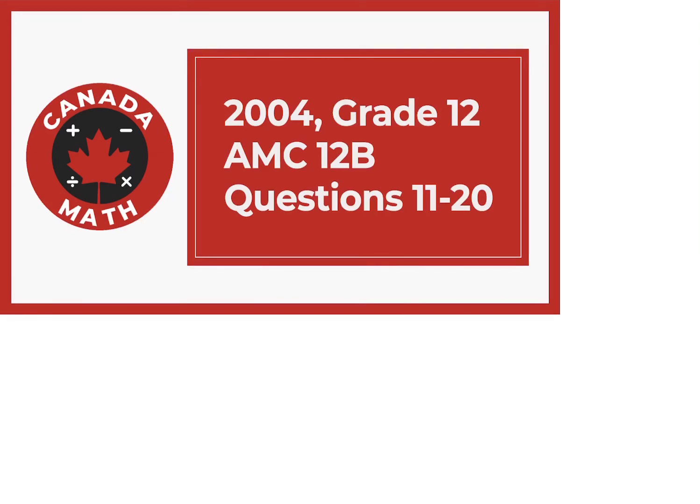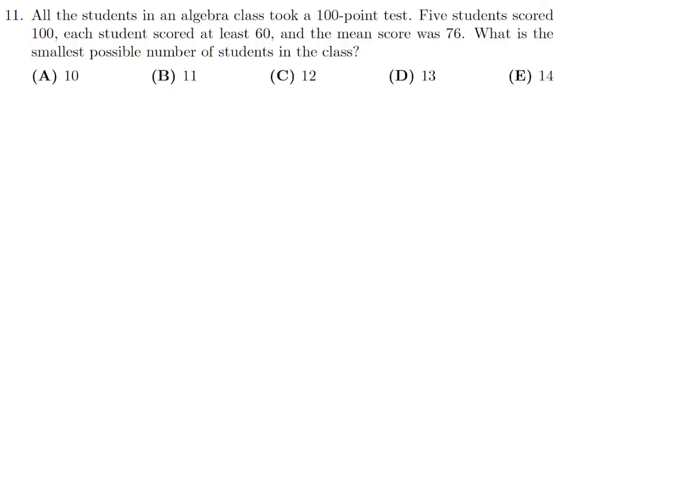Questions 11 through 20 on the 2004 Grade 12 AMC 12B. All the students in an algebra class took a 100-point test. 5 students scored 100, each student scored at least 60, and the mean score was 76. What is the smallest possible number of students in the class?